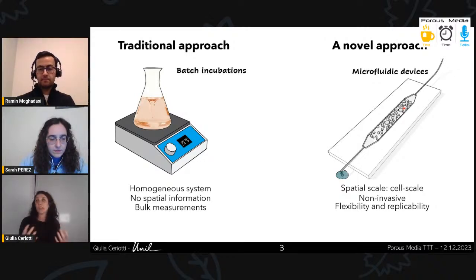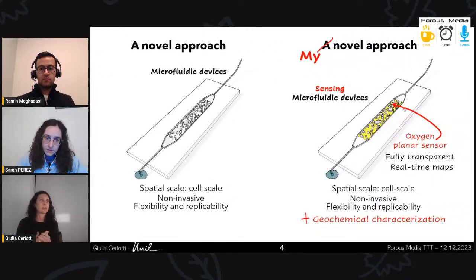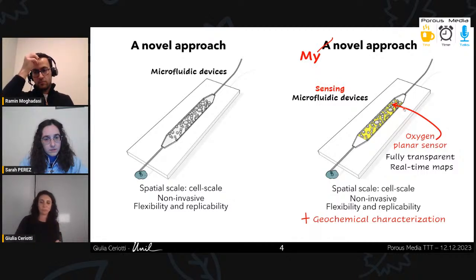So for example, how pH is distributed in space, or how oxygen is distributed in space. So what I'm doing with my research is developing this new type of microfluidics device that I call sensing microfluidics device, which integrates geochemical approaches into the microfluidics device. Today I will show you an application with an oxygen planar sensor that is a fully transparent sensor. It's dynamic, so I can see how oxygen changes in space and time without touching or being invasive in my system.